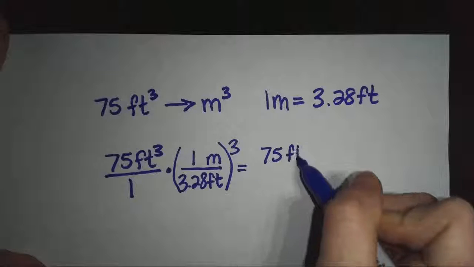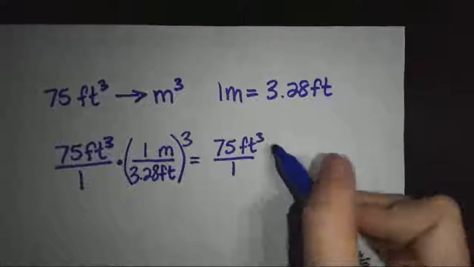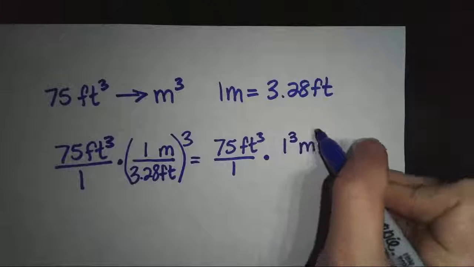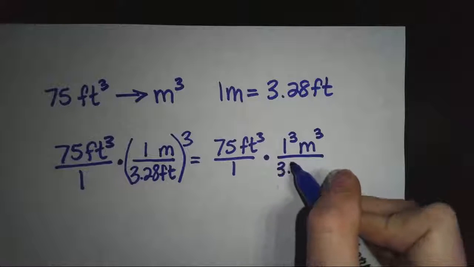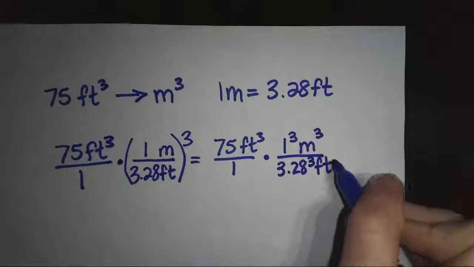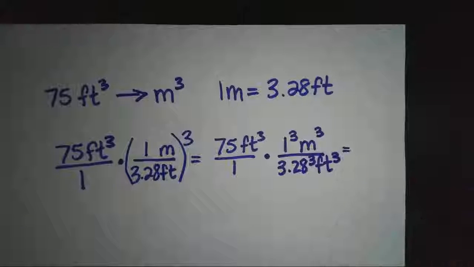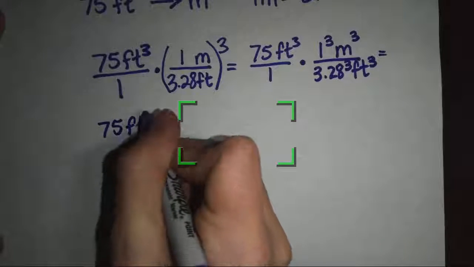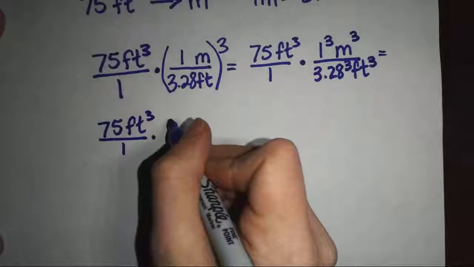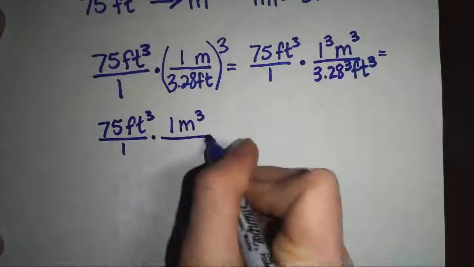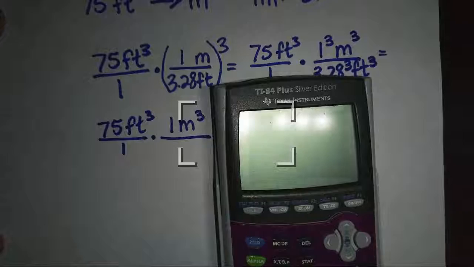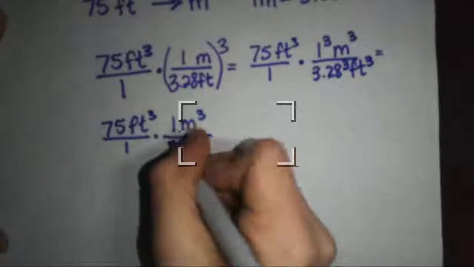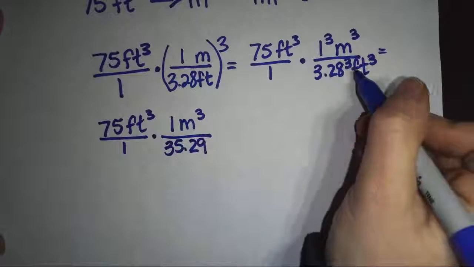So my original number stays the same, 75 feet cubed over 1. But my conversion factor becomes cubed. So it's 1 cubed, meters cubed, over 3.28 cubed, feet cubed. Now when we simplify that just a little bit, we get, first part's still the same. 1 cubed is 1, so we have 1 meter cubed on top. And then let's do our 3.28 cubed. 35.29. So this would be 35.29 feet cubed.